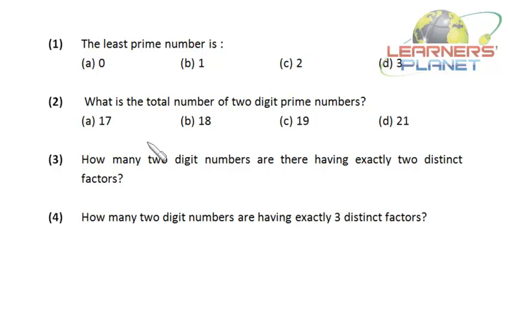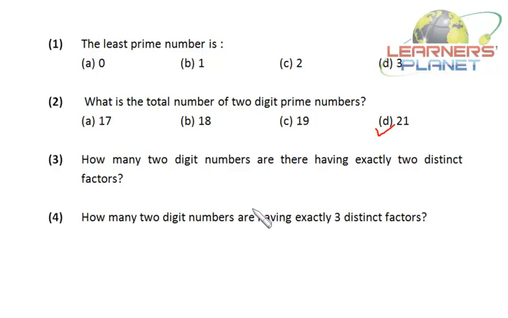Now the next question, what is the total number of two-digit prime numbers? Friends, we have already discussed in our previous sessions, that is types of number, that there are 25 prime numbers from 1 to 100. Out of these, four numbers, that is 2, 3, 5 and 7 are one-digit prime numbers, and remaining, that is 21, are two-digit prime numbers. So the answer will be 21.